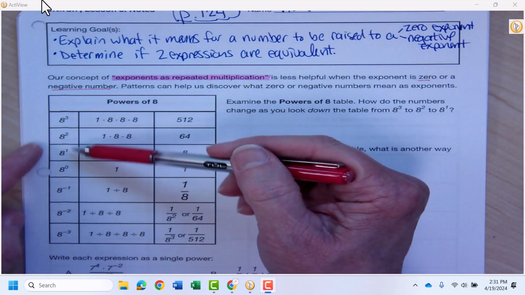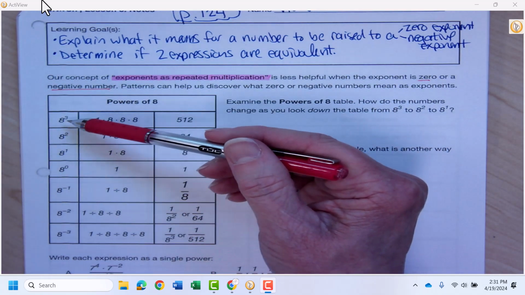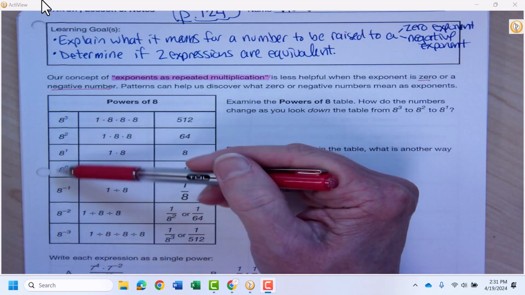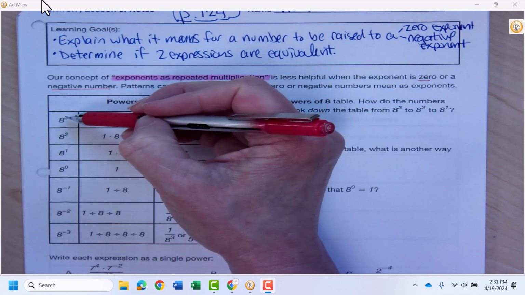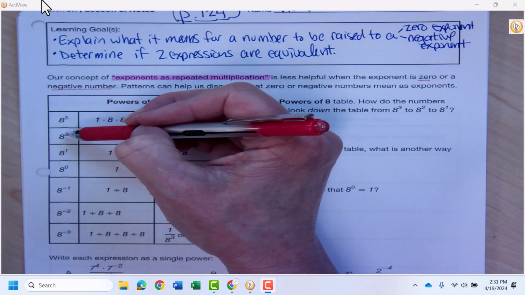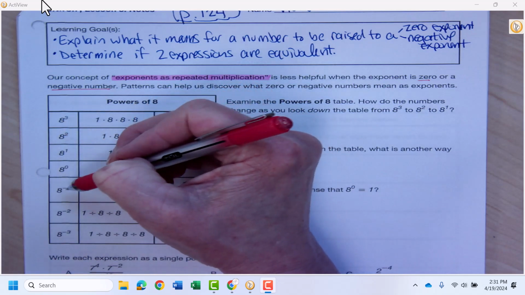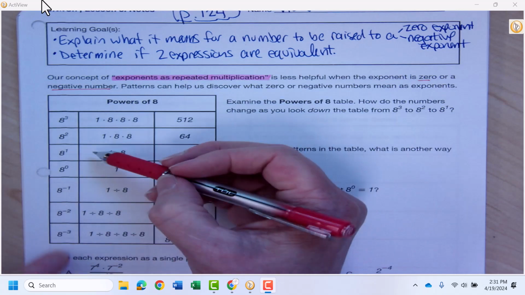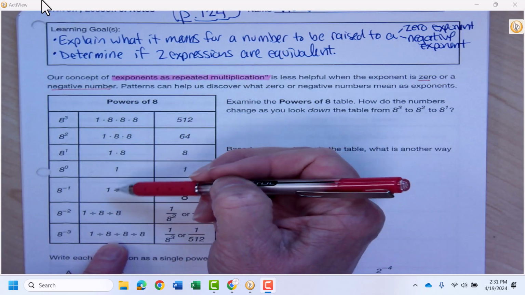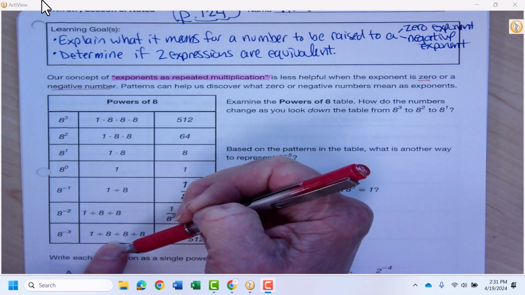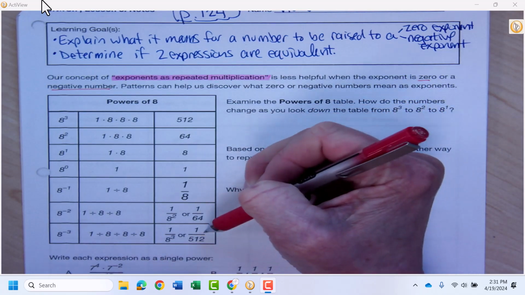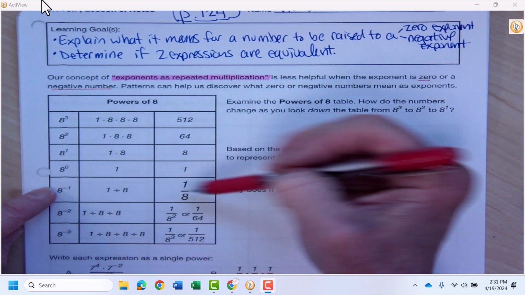The first column shows a base raised to an exponent. And in this whole column, the base never changes. The base is 8. But you can see that the exponent starts at 3 and decreases by 1 each time. 3, 2, 1, 0, -1, -2, -3. So there's a clear pattern with the exponents here. The second column is going to show some repeated multiplication. We'll come back to that in a moment. And this last column shows the value of whatever is in that row.